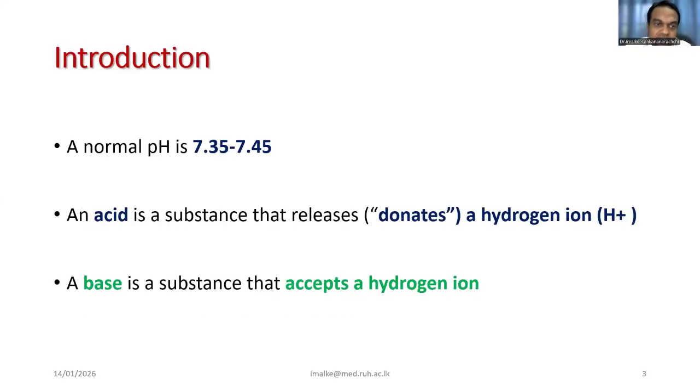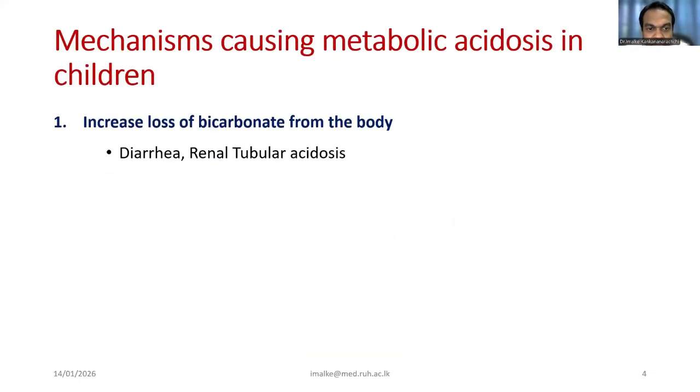So as we discussed earlier, the normal pH is 7.35 to 7.45. By definition, an acid is a substance that releases hydrogen ion, and a base is a substance that accepts hydrogen ion. In our body, we have an equilibrium between these acids and bases, and by maintaining that equilibrium, we maintain the normal pH. If the pH is less than 7.35, by definition, we can say it's acidosis. It may be metabolic, it may be respiratory. We have already discussed this.